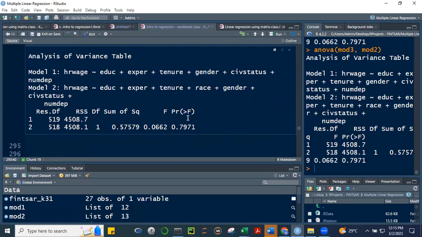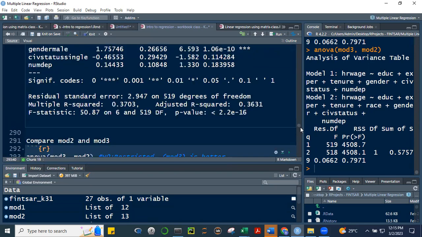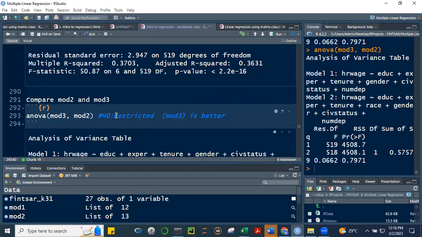And p-value is greater than 0.05. Therefore, we fail to reject this null hypothesis. Hindi natin mare-reject yung null hypothesis na mas okay si restricted model, si model 3. Right? Take note, yung importante dito yung intindihan natin kung ano yung null hypothesis natin.